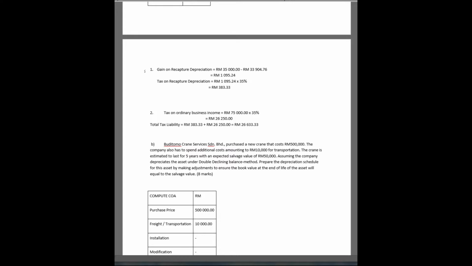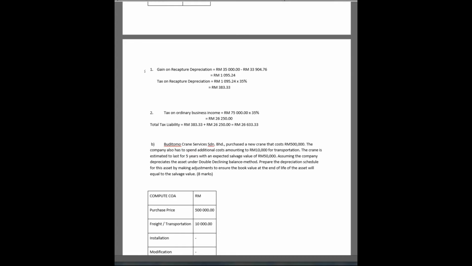So the total tax liability is 383 and 33 cents plus 26,250 ringgit equals 26,633 ringgit and 33 cents.